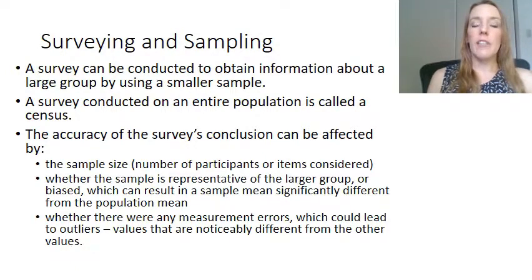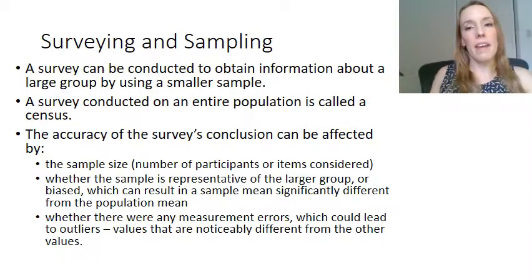The accuracy of a survey's conclusions can be affected by a number of things. The first thing is the sample size, so the number of participants or items considered. When we're sampling, as I said, we'll use a smaller group and then extrapolate that data to apply it to a larger group, but obviously the sample size could be affected by how small it is.